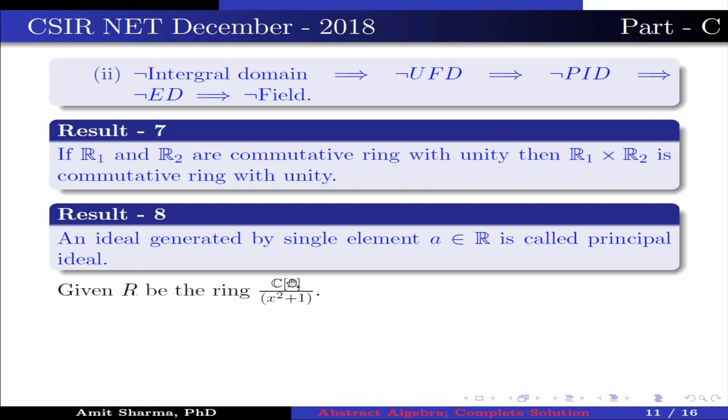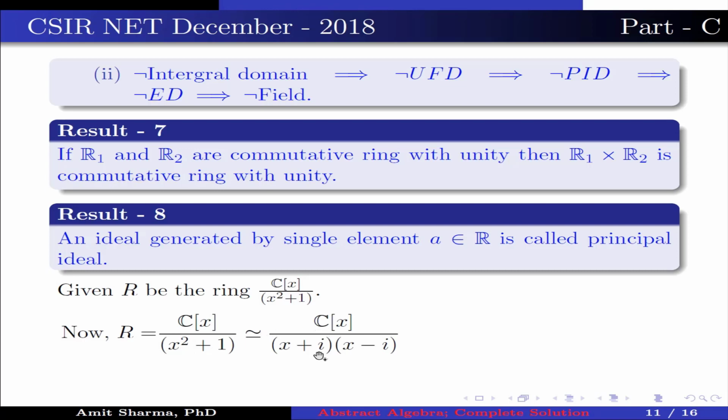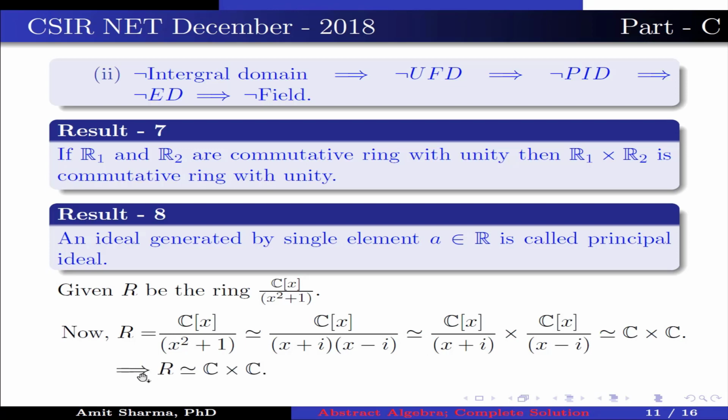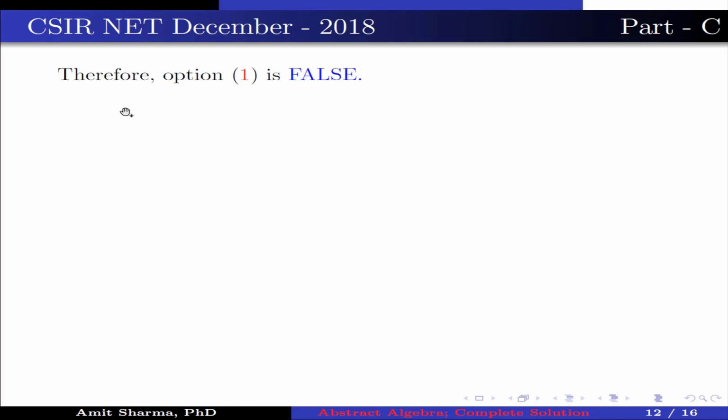Given R be the ring C[x]/(x² + 1). Now R is C[x]/(x² + 1), which is isomorphic to C[x]/((x + i)(x − i)). Now by using the Chinese remainder theorem, it is isomorphic to C[x]/(x + i) × C[x]/(x − i). This is further isomorphic to C × C. This implies R is isomorphic to C × C. This implies the dimension of R over C is 2. Therefore, option 1 is false.